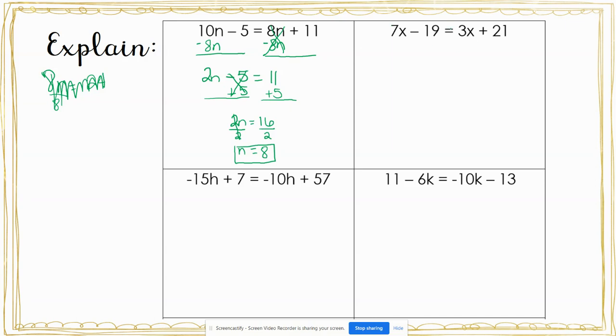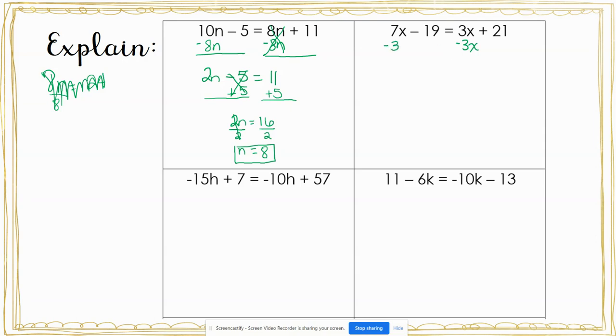Well, I see that I have a variable on both sides. I have a 7x and a 3x. Like I said before, I typically try to move the smaller coefficient. So I would try to move the 3x. I am going to look at 3x and I see that it is positive. So if I wanted to eliminate positive 3x, I would subtract 3x because if I did 3x minus 3x, I would have 0, so they would cancel each other out.